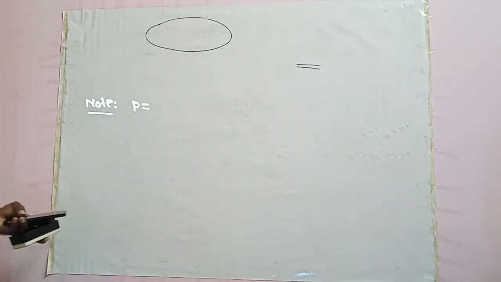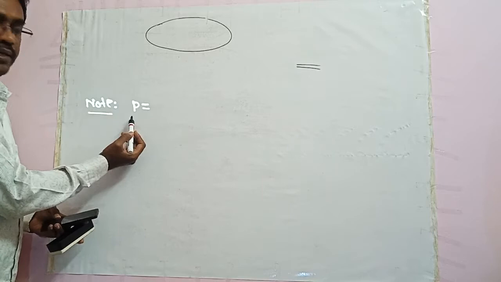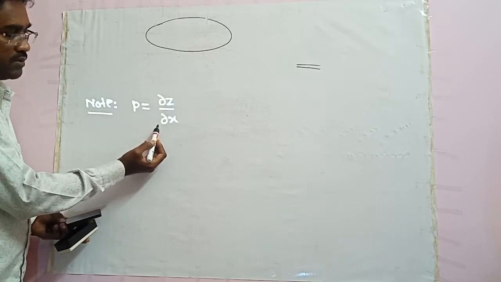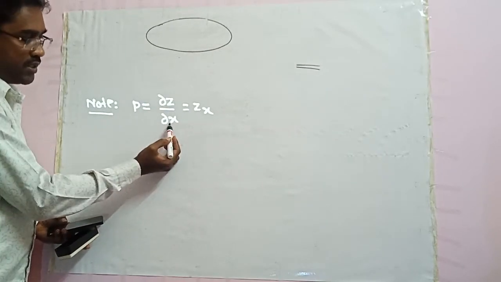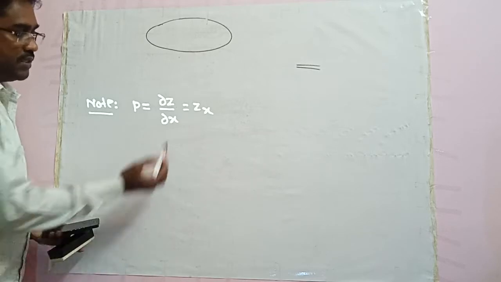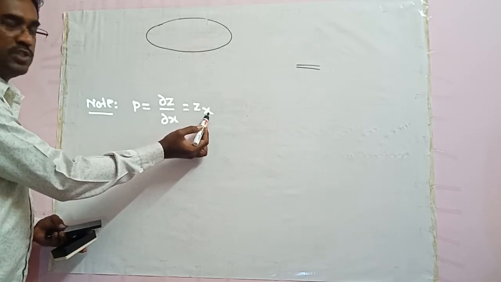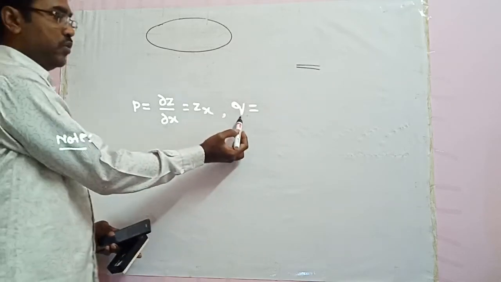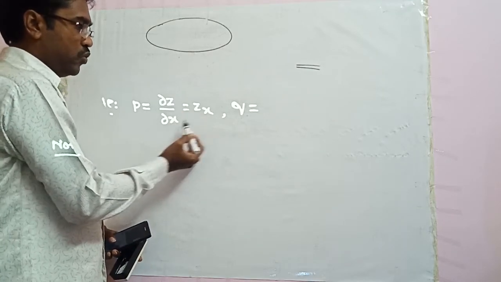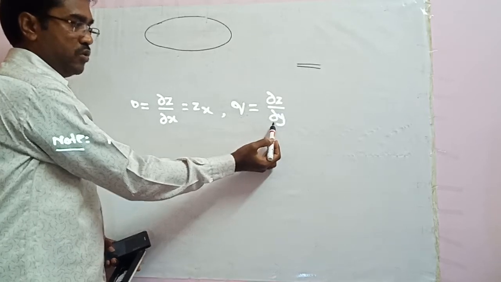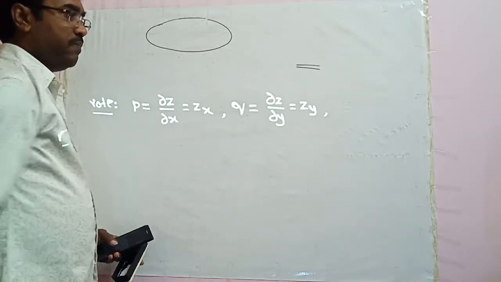So let us see a note. What do we mean by p? p is ∂z/∂x, which can also be written as z suffix x. z suffix x means differentiation of z with respect to x partially. And q is ∂z/∂y, which can be written as z y.